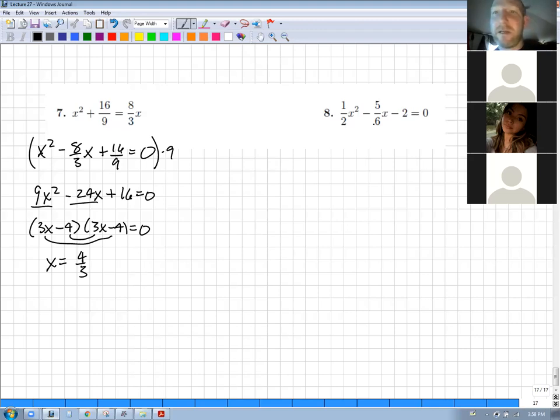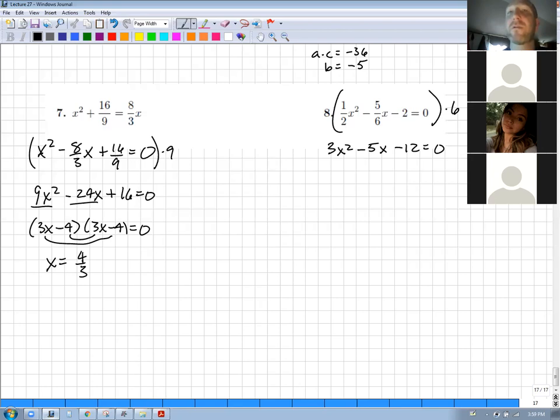All right, this guy over here, I don't like the fractions. Let's multiply everything by 6. That would give us 3x squared minus 5x minus 12 equals 0. Let's do our trick here. A times c would be a negative 36. B is minus 5. So two numbers that multiply to give us negative 36, but add to give us negative 5.